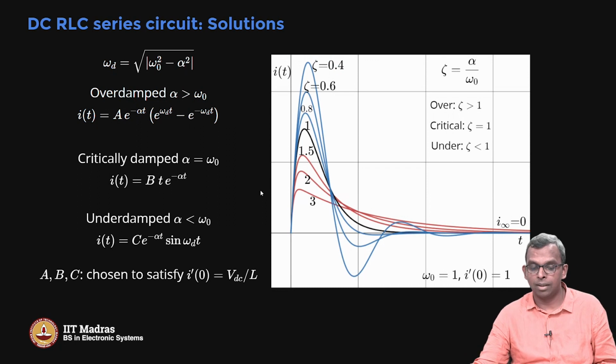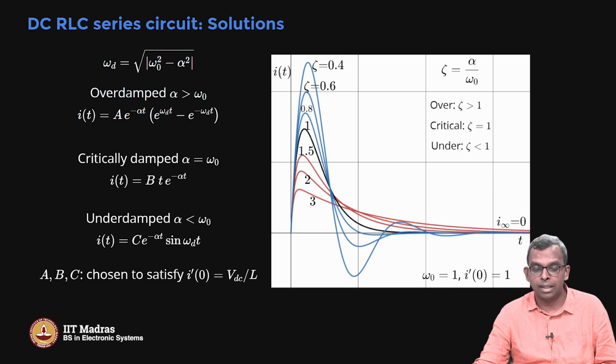Let us see a plot. This is a slightly famous plot for second order systems with DC input. You see here there are 3 cases. I've put zeta, this Greek letter is called zeta. Zeta is alpha by omega naught. If zeta is greater than 1, it is overdamped, zeta equal to 1 is critically damped and zeta less than 1 is underdamped.